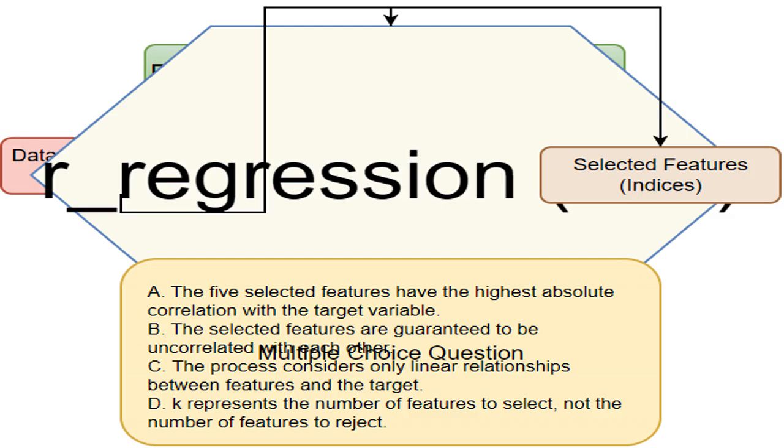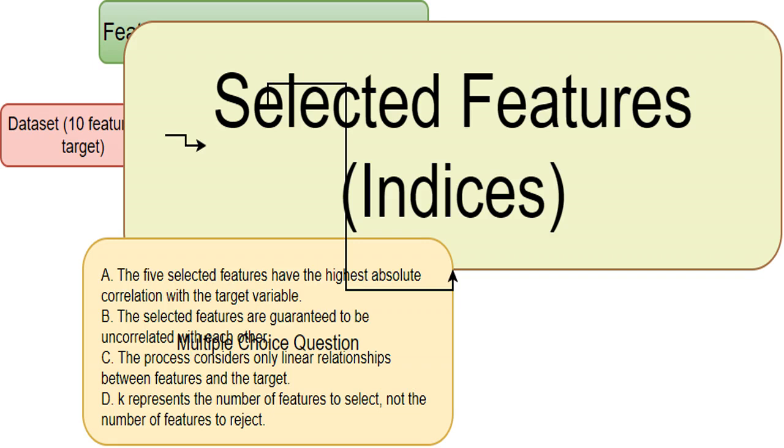Think of it like trying to predict a house's price, the target, based on things like size, location, number of bedrooms, the features. I'm applying r_regression with k equals 5. This means I'm telling the function to select only the top 5 features most related to my target. The k is simply how many features I want to keep. After running r_regression, I get a list of the indices, positions, of the 5 features the function picked as the most important.